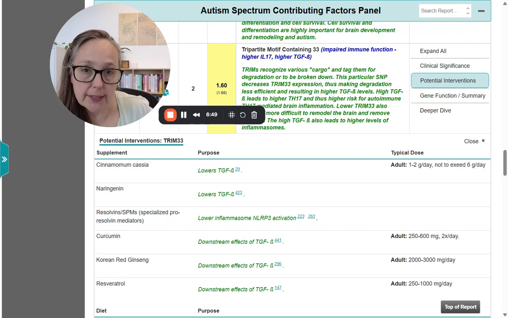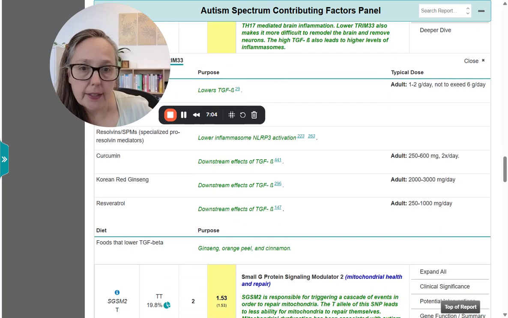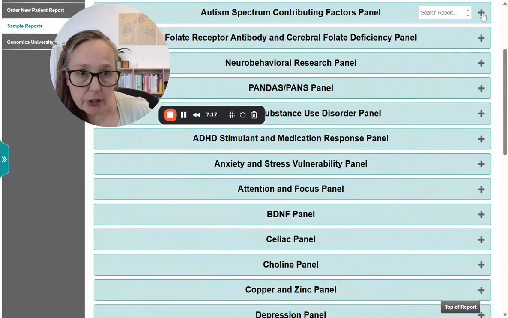So cinnamon helps to lower that. Naringenin, which is from citrus fruit, lowers it. Resolvins, which are downstream byproducts of omega-3s and fish oil, help to shut down that inflammation once it's been triggered. And then there are different foods that you can add in. So you could customize a plan based on the specific genetic variabilities for any individual to try to get the best outcomes. I'll just show you one more example while we're here.